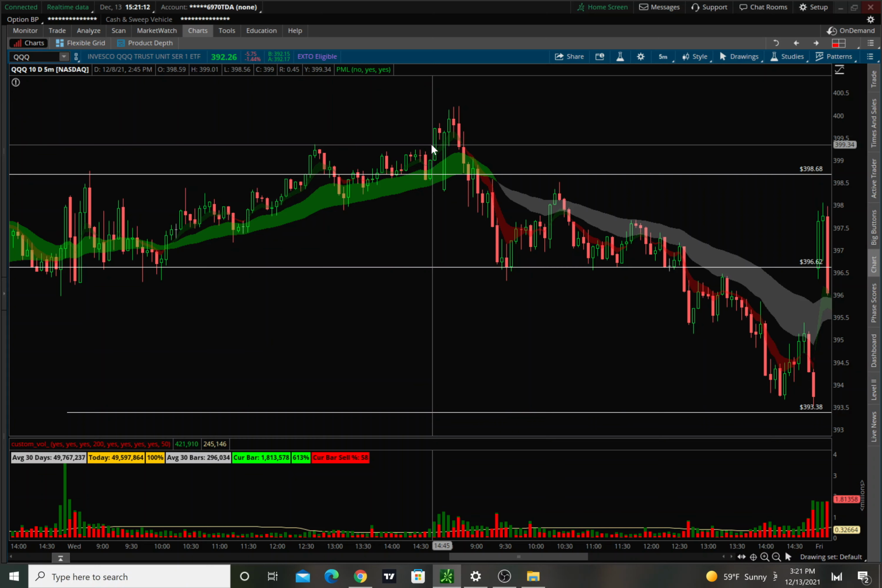Again, just the way that I trade, my stop loss would be as we close, probably right in here if I had anything left, but I usually do not wait that long.